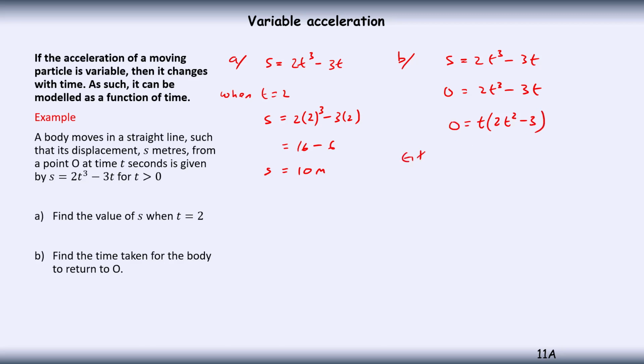So that means that either t is equal to 0 or 2t squared minus 3 is equal to 0, which means that t squared is equal to 3 over 2, and so t is going to be equal to plus or minus the square root of 3 over 2. However, negative time is meaningless, so we're told that t is greater than 0, so that means that t is going to be equal to the positive square root of 3 over 2. Okay, so hit pause, make some notes. When you're ready, hit play, and we'll look at another example.